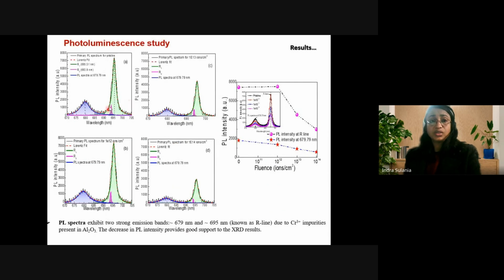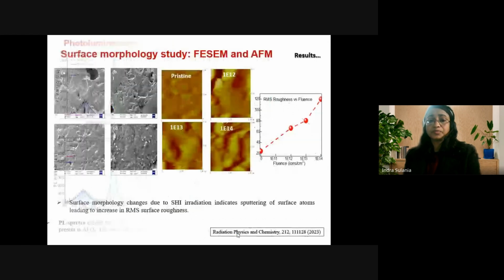And then you can see that the PL spectra intensity is also reducing. PL exhibits two strong emission bands around 679 and 695 nanometer due to the chromium impurities present in the alumina. So it provides good support to the XRD results. And then we did some SEM and AFM, and you can see that because they are very rough samples, they can be used as shielding material for the reactors.